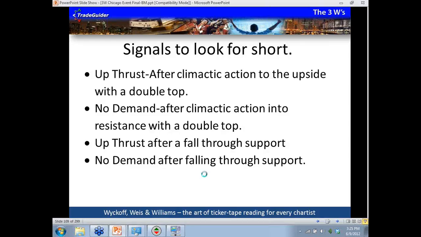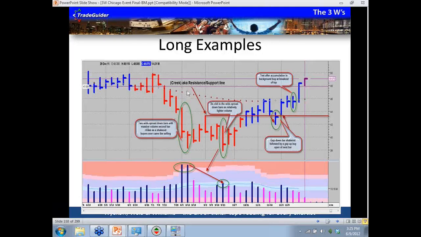Let's go ahead and take a look at a long example here. We've got a widespread down bar. The next bar is a shakeout with massive volume. What I do, as soon as I see that, my radar is up. Okay, what's happening here? What's happening next?